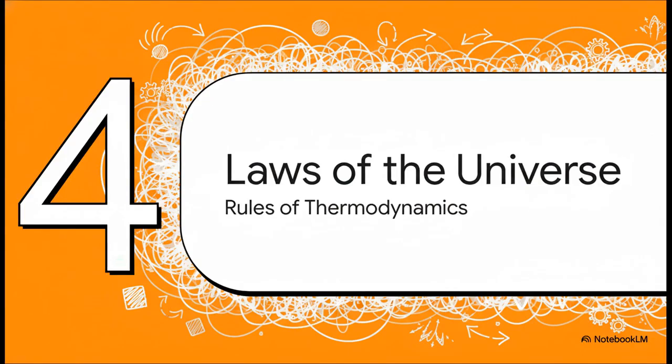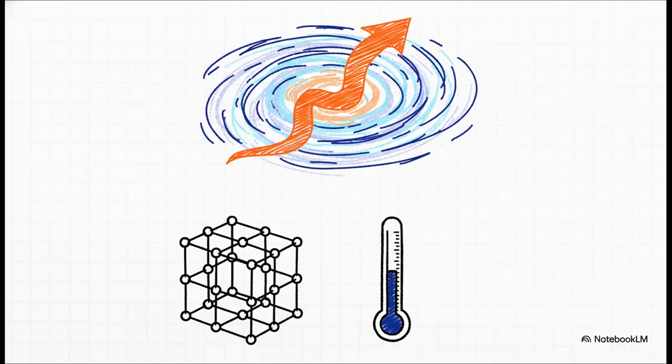Let's move on and see how these concepts are actually formalized into some really fundamental laws that govern everything. These two laws are huge. The second law gives us the ultimate rule for spontaneity. Any spontaneous process has to increase the total entropy of the universe. And the third law gives us a definitive starting line, a perfect baseline for entropy itself.